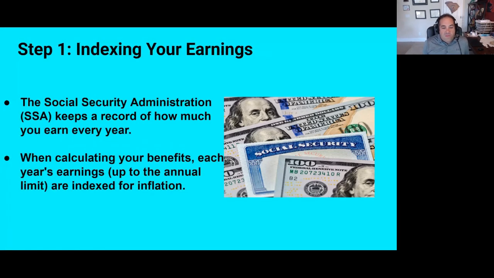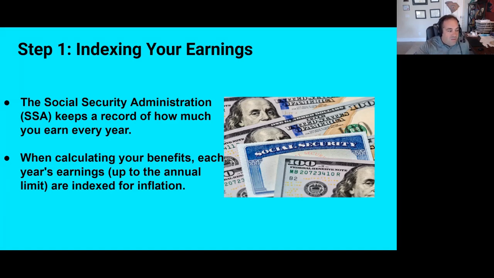So let's go through this one step at a time. Step one, the Social Security Administration indexes your earnings. So they record every year's earnings. If I print out my Social Security statement, I see what I earned working at Burger King when I was 15. They keep a very detailed record of all of your earnings. And when they calculate your benefits, each year's earnings, up to an annual limit that is set each year, we'll get to that in a little bit, is indexed for inflation.